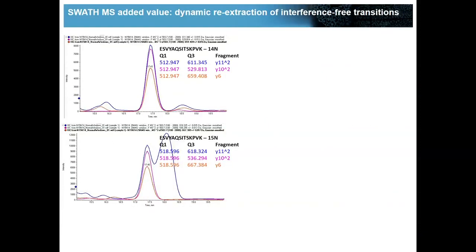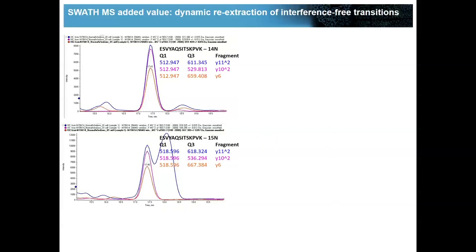Okay, so what about interferences? Here's a peptide that we are interested in measuring, and this is now in N15 yeast labeling. So this is the light peptide, this is the heavy peptide, and we're monitoring the same set of transitions for the light and heavy peptides. And you can see that one of these transitions has an obvious interference in the heavy channel.